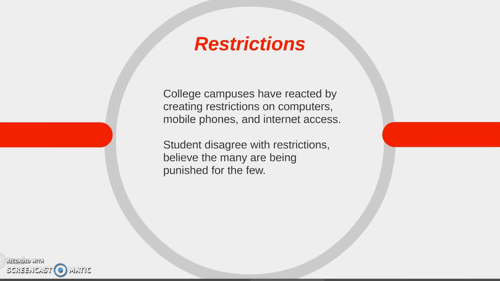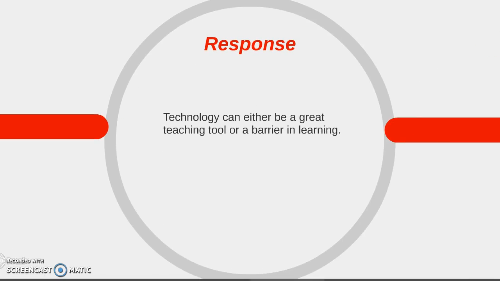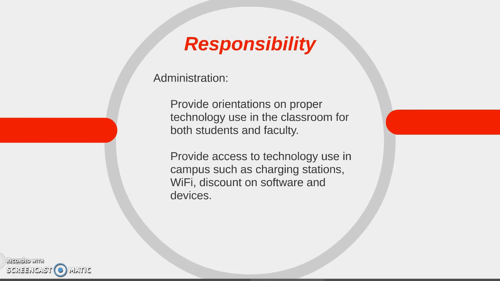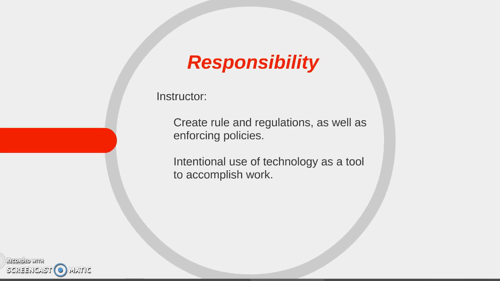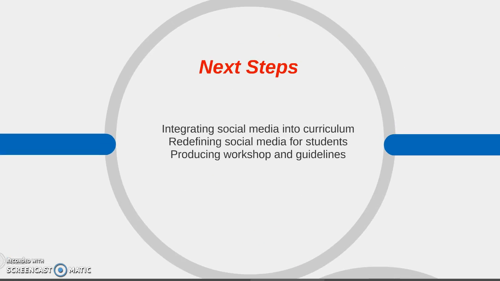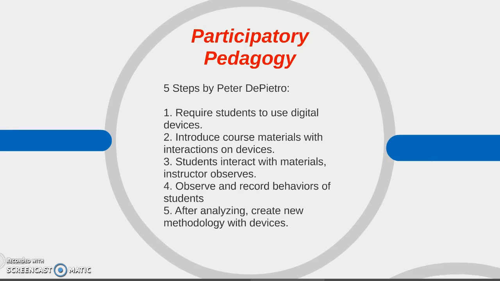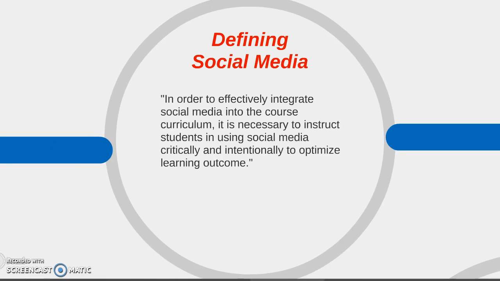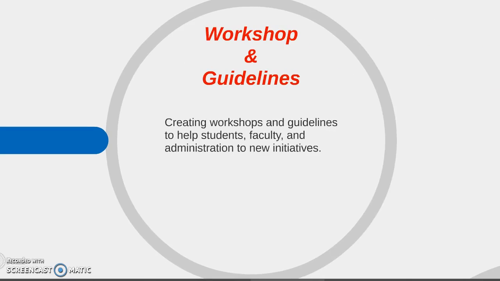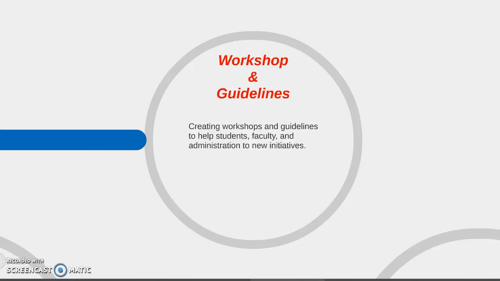And some of the things that have happened were restrictions. So there has to be a response to this, and the response was the responsibility of the administration in the college and the responsibility of the instructor in adapting both of those. And these are just the next steps in moving forward to adapting social media learning into the classroom: how to do the best practices and make sure that they're going on, defining social media, and workshops and guidelines.